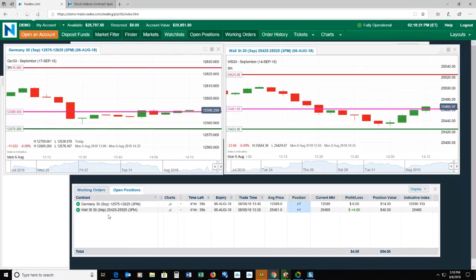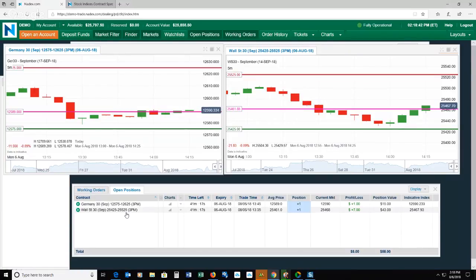This is a good example right now. Let's say that it was expiration and it expired at 589. Well, you didn't lose anything, you didn't gain anything. You would have to pay the exchange fees, which are $2 round trip.